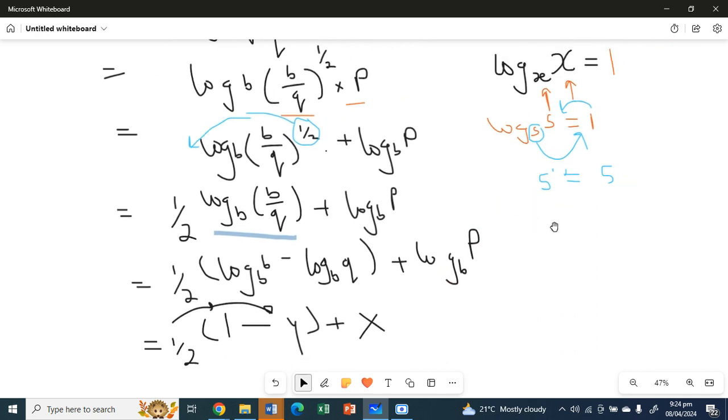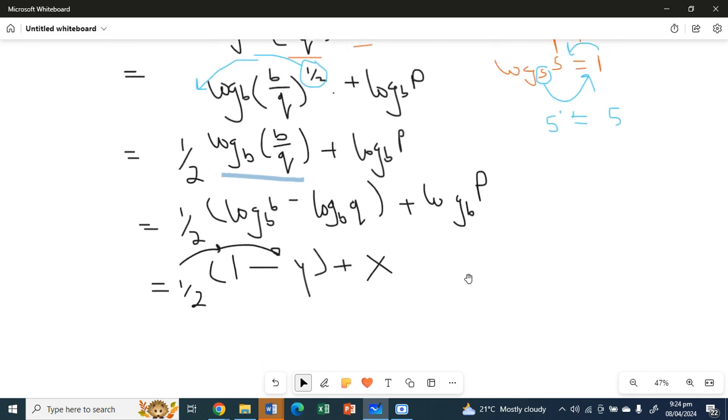Then, whenever the base is the same as the value, as I give an example, log 5 base 5, you're always going to get a 1. So here you can see the base b and we've got the value b, so this is going to turn into 1. Then the log bq, we substitute it with y. Then log bp, substitute it with x. And this is how we get our value.